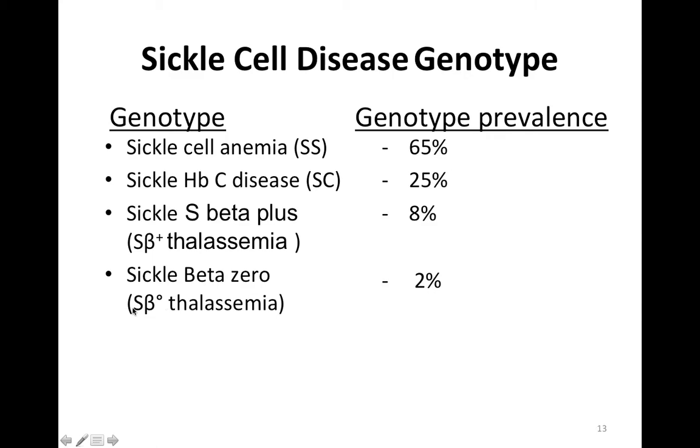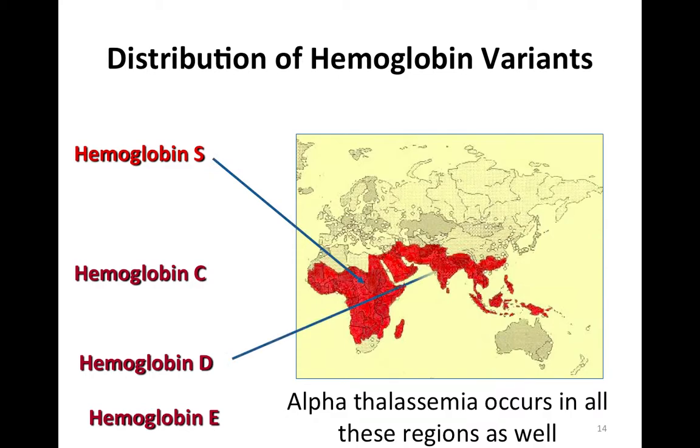Sickle beta 0, S beta 0 thalassemia, it is very less. That means they have thalassemia major and also sickle cell disease in this individual. So this is about the prevalence of different hemoglobin variants. In the last lecture I also told about the region-specific, or discontinuous, distribution of different hemoglobin variants.